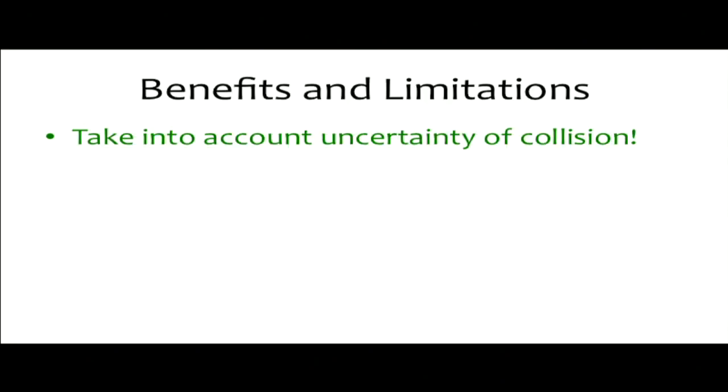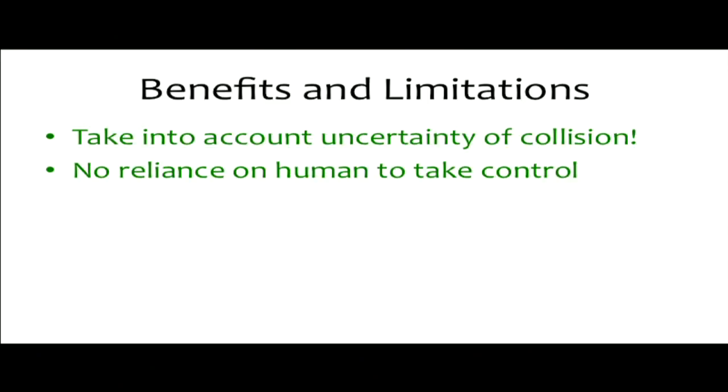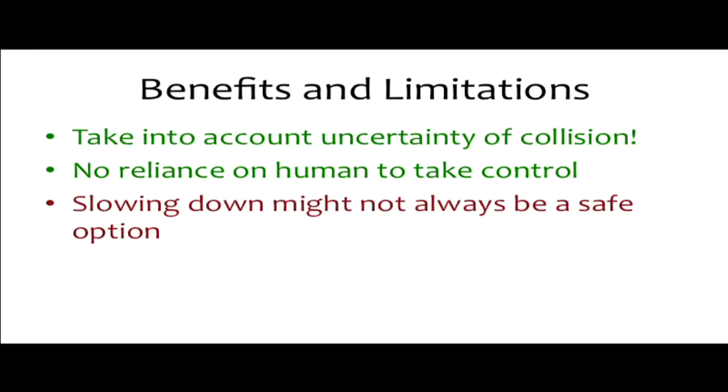Okay, so to conclude this section, I think the benefits and limitations. So the big benefit of this method is that it's able to take into account uncertainty of collision, which is very important because you don't just want to estimate whether or not you're going to collide, you also want to reason about how uncertain you are about colliding. And another benefit is there's no reliance on a human to take control. So this operates under the assumption that if you slow down, you're going to be safer. And so therefore, if you think that you're going to be unsafe, then you should slow down and continue learning.